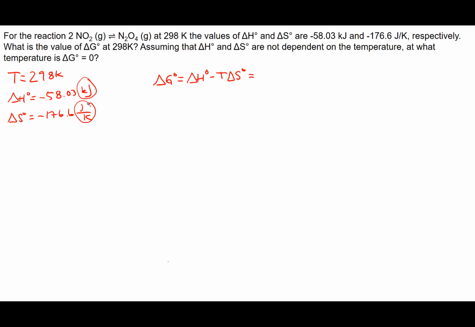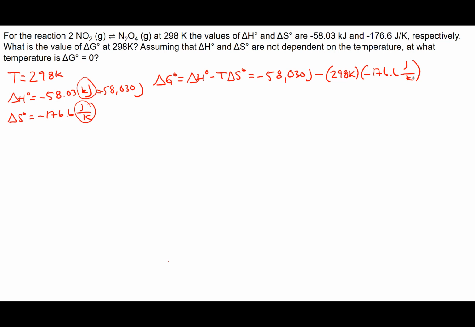So the first thing we want to do is convert those kilojoules into joules. That's just simply negative 58,030 joules in this case. And so that's what we'll plug in here. So negative 58,030 joules minus, and then we have the temperature, 298 Kelvin times negative 176.6 joules per Kelvin.